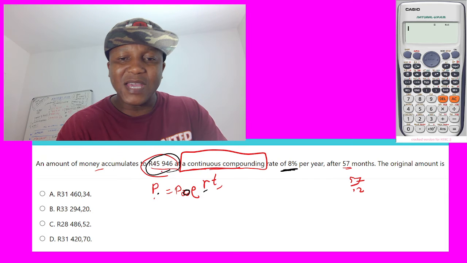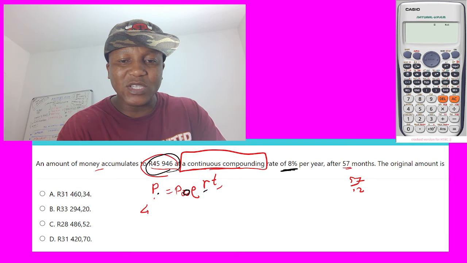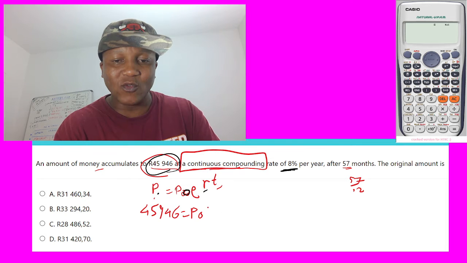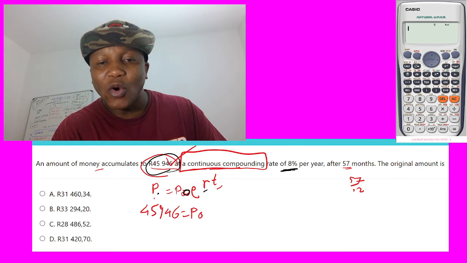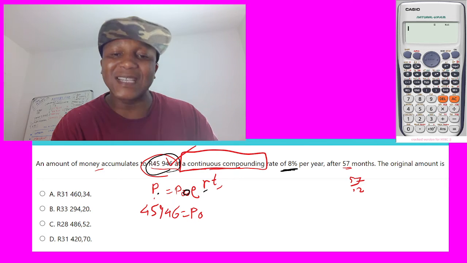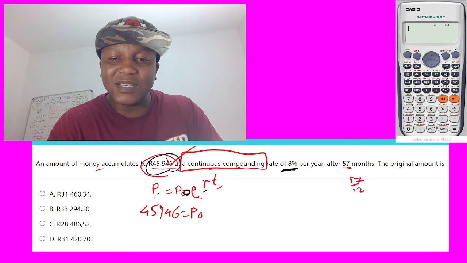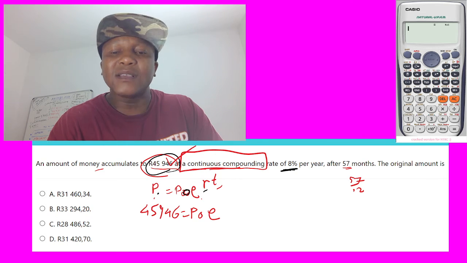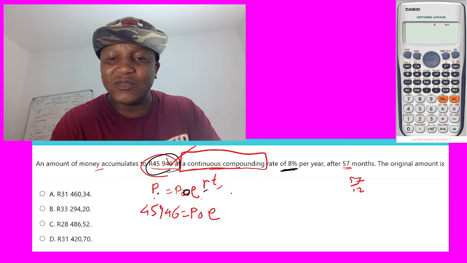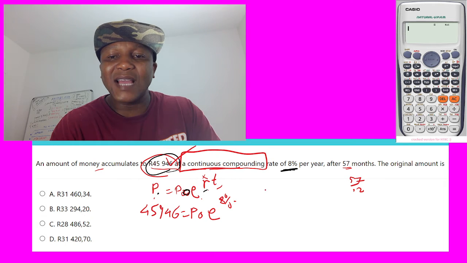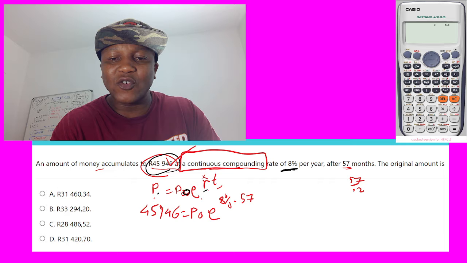We have P, because the amount of money accumulated to P is 45,946. Do we have the initial amount of money? We don't have the money that started it, because they say the money was accumulated to, but we don't have the amount when they started investing. e is a constant. r is the interest rate, which is 8%. So instead of this r, we're going to say 8%, and then times t. t is the time, but it's 57 months, so I'm going to say 57 divided by 12.